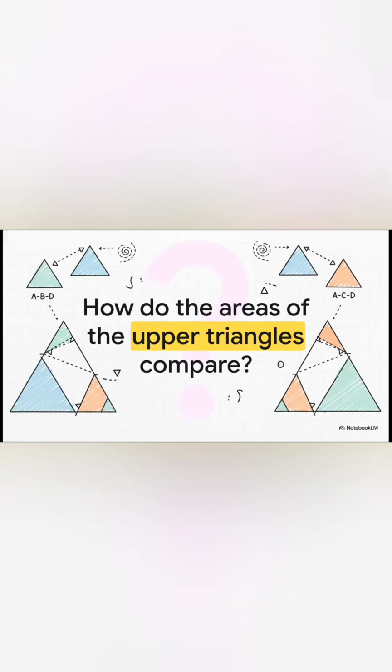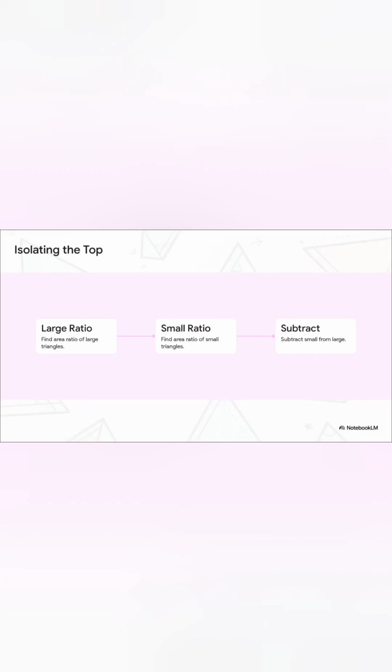Okay, so we know the mathematical rules governing the big exterior slices, and we know the rules for the little interior slices, but what about the remaining shapes? What about those upper triangles floating on the left and right, ABD and ACD? How on earth do their areas compare to one another? Well, we can figure this out with a beautifully simple piece of logic: subtraction. Think of the large triangles as your total shape. If we take the areas of those large triangles and mathematically subtract the areas of the small bottom triangles, we effectively isolate exactly what we're looking for, those upper sections.